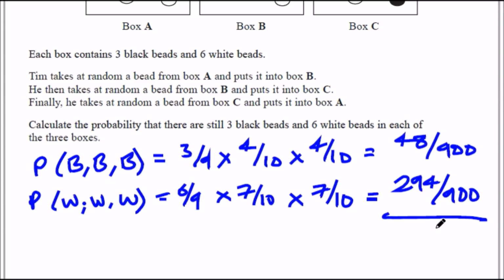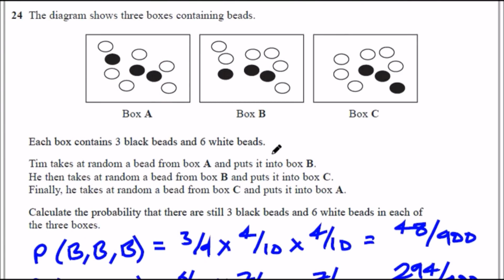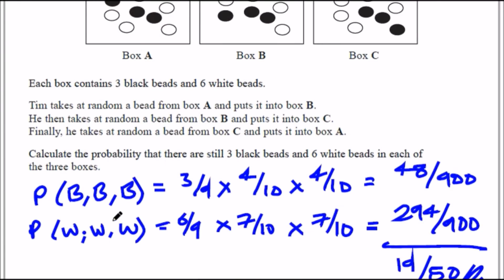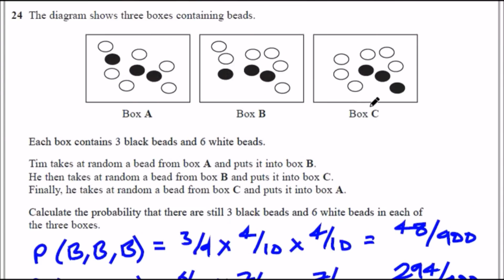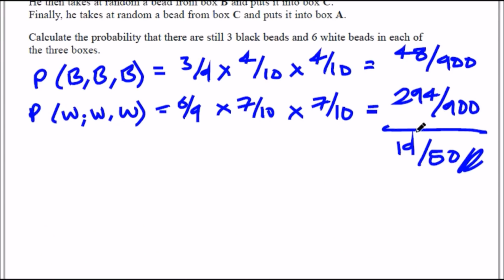Plus 48. Oh, no. Wrong value. Plus 294 divided by 900. So adding this up, and thankfully my calculator simplified it, you should get 19 over 50. I mean, if there are any other combinations, then the probability would be a bit higher. But I think that's really all the combinations you can do. You can't take a white and then a black and a white because they won't be the same amount. But yeah, I believe that's it.